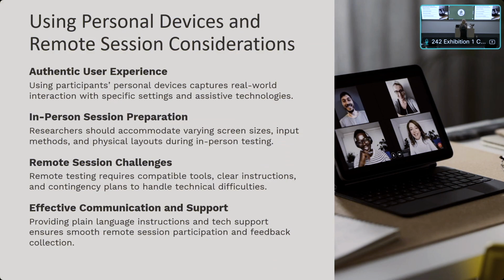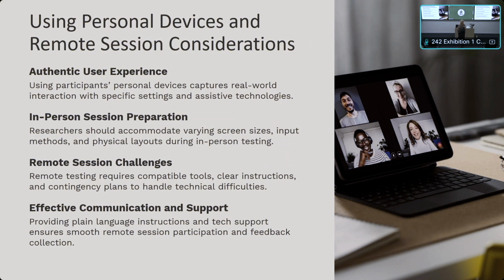So where possible, allow people to use their own devices. Not always possible. More possible if you're doing remote testing, and that's one of the good things about remote testing, is that people can use their own devices, they can use their own setups. Just because you've got JAWS set up on your computer for testing doesn't mean that it'll have everything set up the way that a user has it set up on their own device.